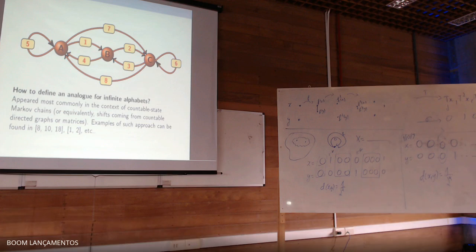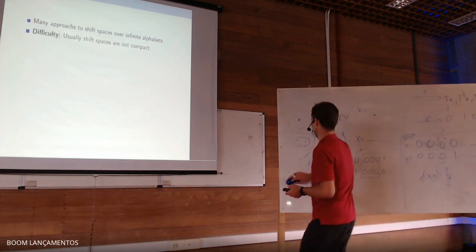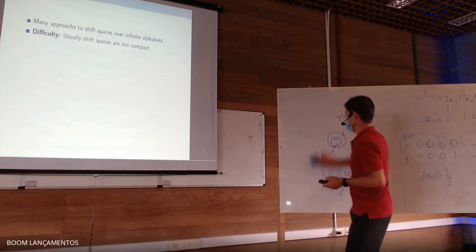So how can we define this? Well, one idea is just to look at the infinite paths with the product topology and define the same metric. The problem here is that the space that you get is not even locally compact. So it's a space that, you know, is not so nice. And also, why are you doing it, right?